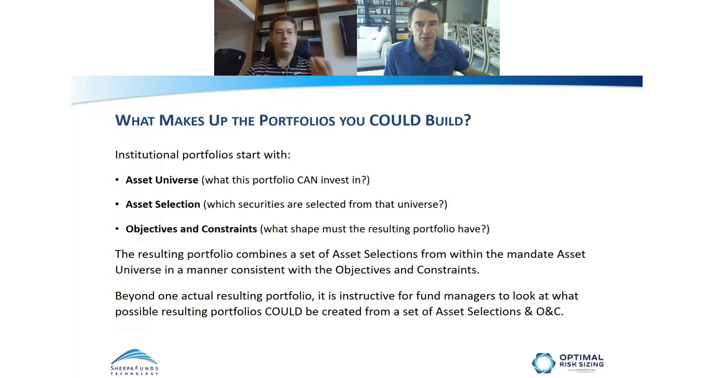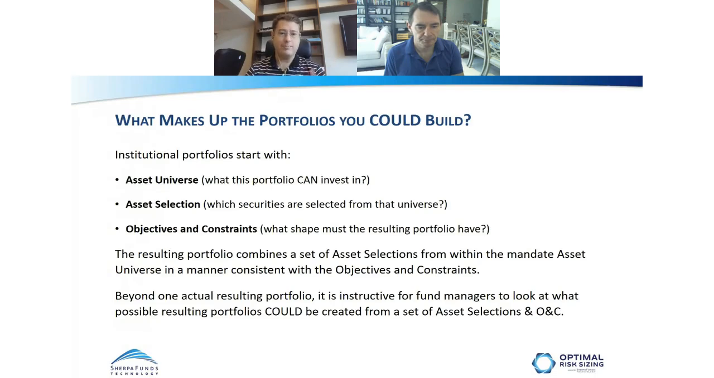Now, if you think about the asset selection and the objectives and constraints, the combination of those two defines the portfolios that you could have created given a certain set of assets subject to a certain set of constraints. And so when we think about that, this is something that we find very powerful. We find this a very important concept because this universe of possible outcomes is going to illustrate the spread of possible results given your alpha, given your asset selection. It's going to quantify how much alpha was really possible given your set of constraints.